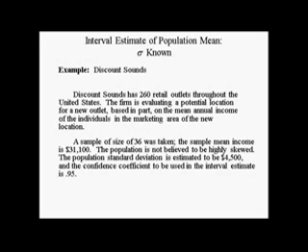The firm is evaluating potential locations for a new outlet based in part on the mean annual income of the individuals in the marketing area of the new location. A sample size of 36 was taken. The sample mean income is $31,100. The population is not believed to be highly skewed. The population standard deviation is estimated to be $4,500, and the confidence coefficient to be used in the interval estimate is 0.95.